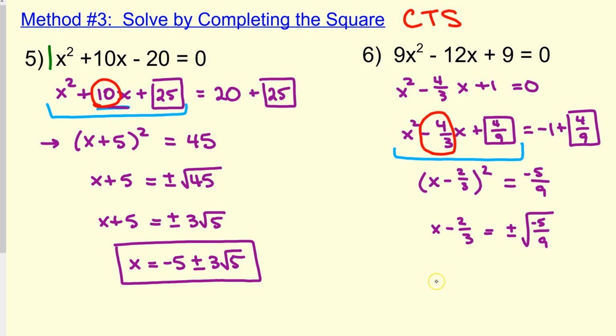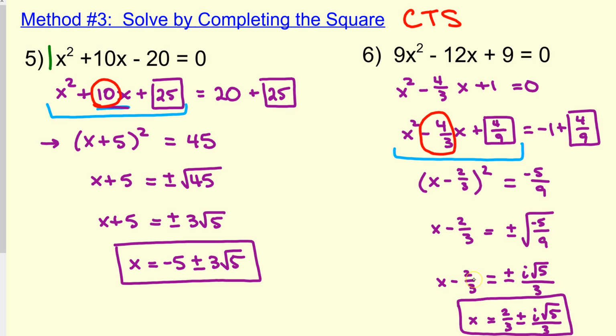And because we have the square root of a negative, we need to change it to the notation with i in it. So x minus 2/3 equals plus or minus i square root 5 over 3. And then finally, to get x by itself, we're going to add 2/3 to both sides. So we have 2/3 plus or minus i square root 5 over 3.